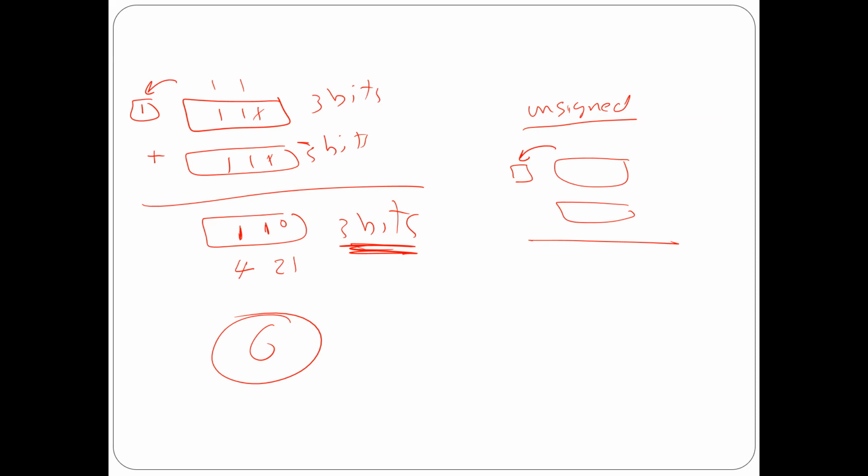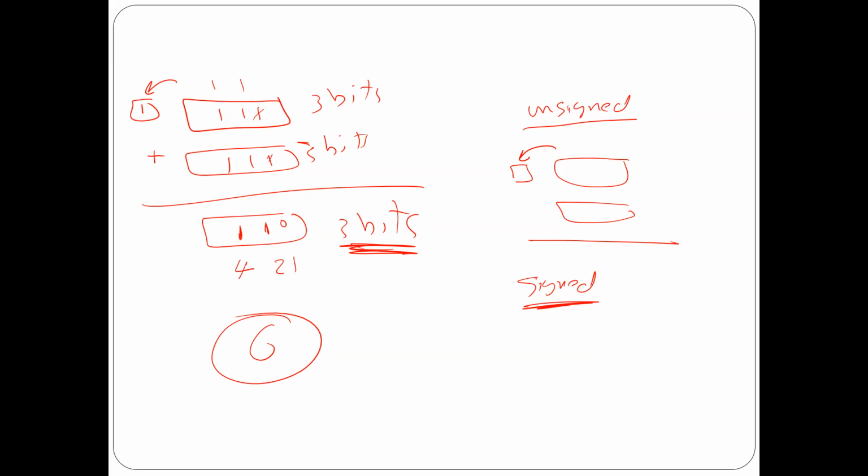What about signed numbers? How can I know if there is overflow or not in the case of signed numbers? It's not from the carry. Be careful, I'm very clear. In the case of unsigned numbers, look at the carry. If there is a carry, there is overflow. If there is no carry, no overflow. Straightforward.